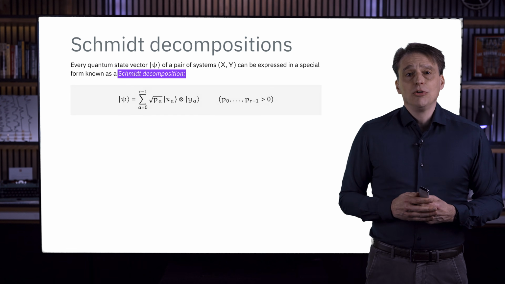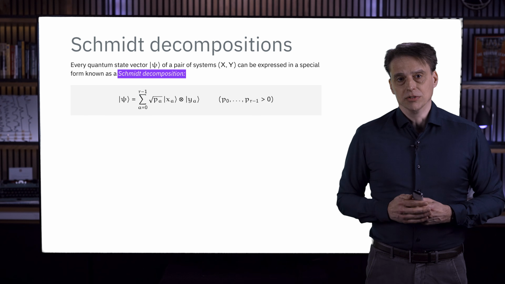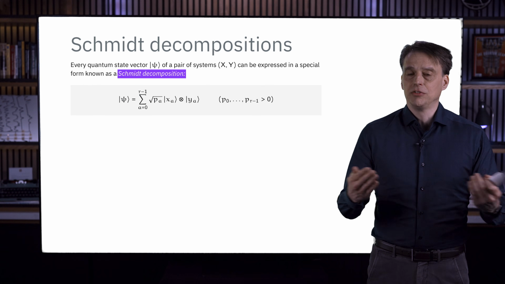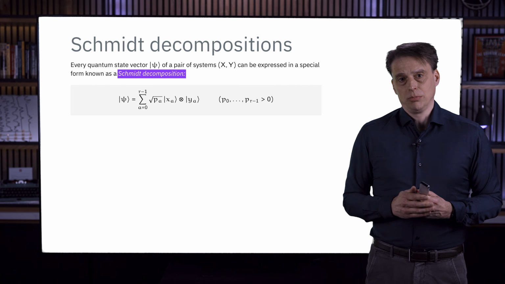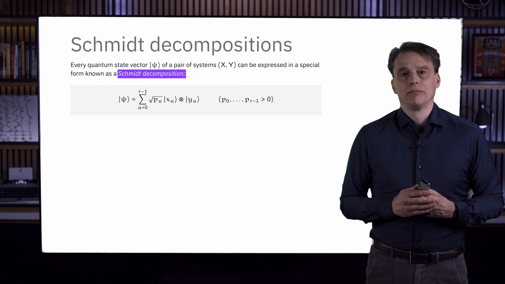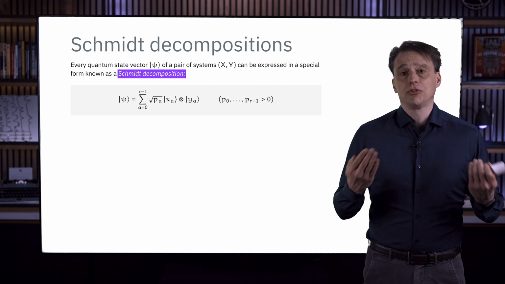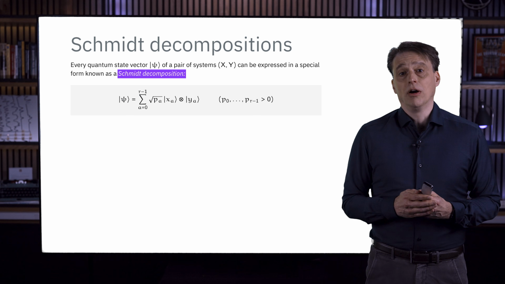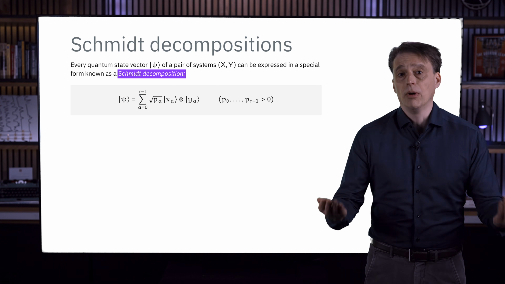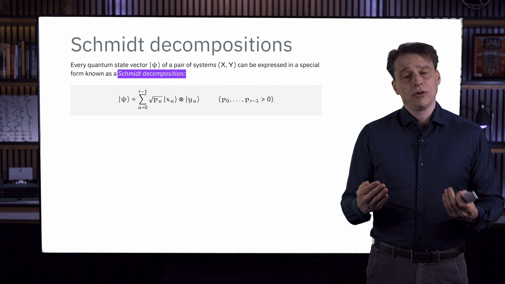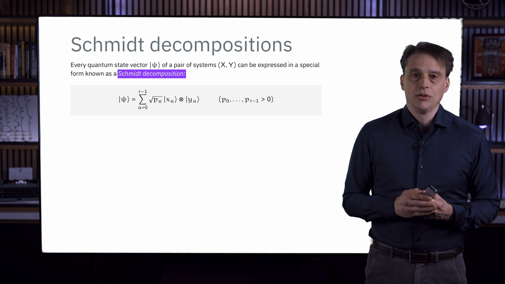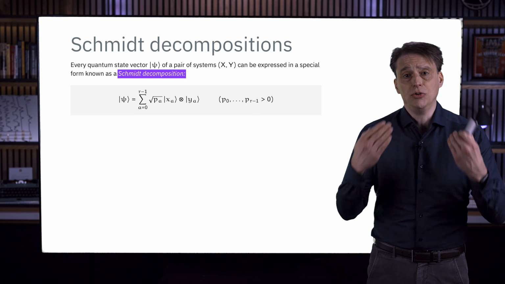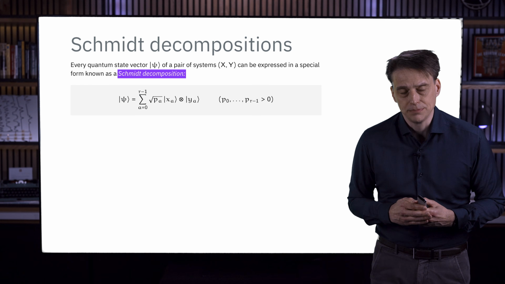But anyway, here's what we mean when we refer to a Schmidt decomposition. For an arbitrary choice of a quantum state vector ψ for a pair of systems X, Y, it's always possible to write ψ in a special form. That form is as we have here on the screen, where r is some positive integer, p_0 through p_{r-1} are positive real numbers that together form a probability vector, x_0 through x_{r-1} are unit vectors corresponding to the system X, and y_0 through y_{r-1} are unit vectors corresponding to the system Y.